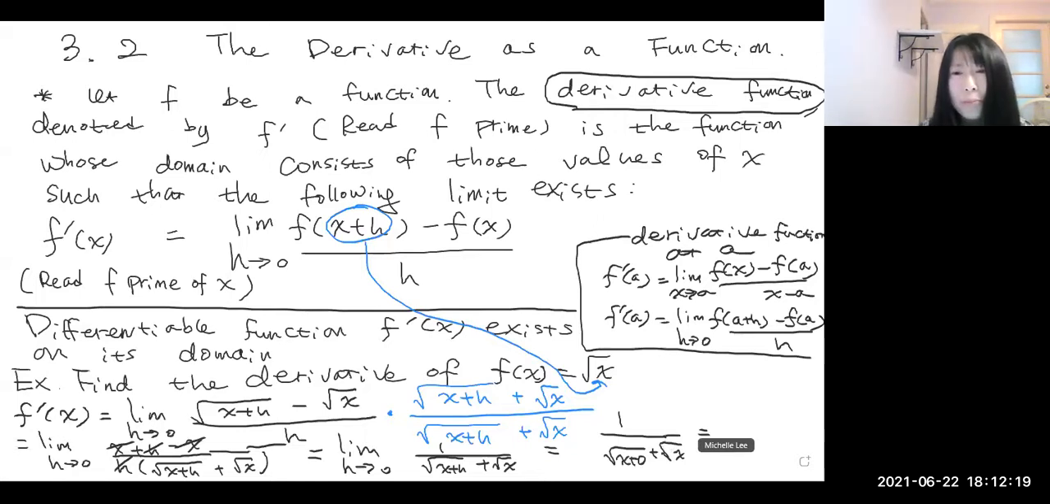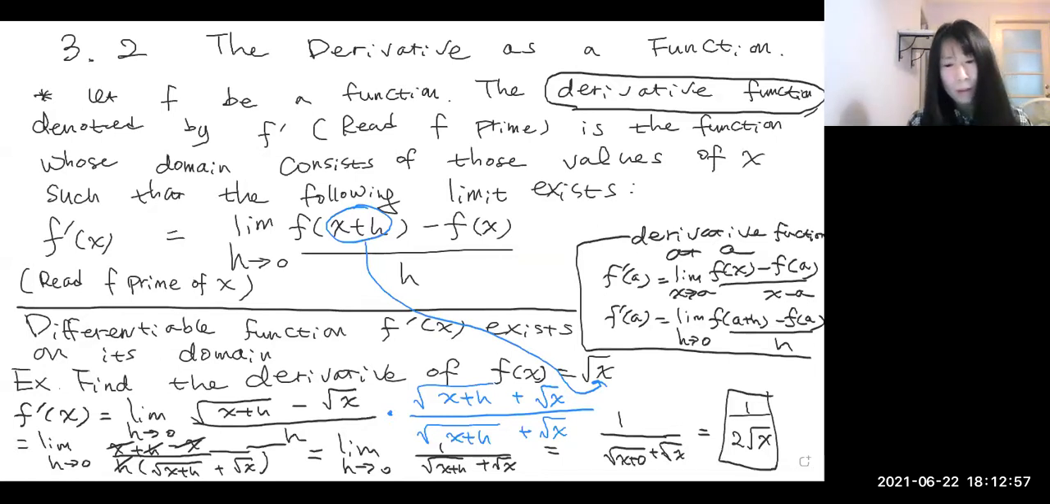So what do you get this one? 1 over square root of x, plus square root of x. So it's 1 plus 1. Yeah, 1 plus 1 is 2, right? So 2, 1 over 2, yeah. Okay? So we got that. So 1 over 2 square root of x. This is the answer, right?